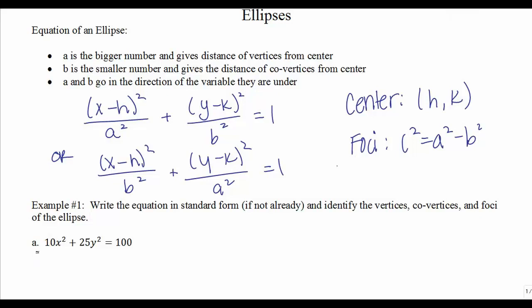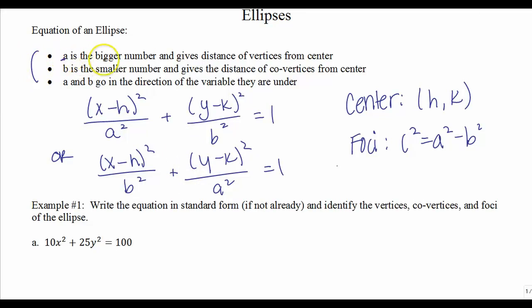Hi everybody. Today we are talking about ellipses. So with the equation of an ellipse, I've written it down here: (x - h)^2 / a^2 + (y - k)^2 / b^2 = 1, or sometimes a and b are flipped. And I've also written down a few important key things for you to remember.